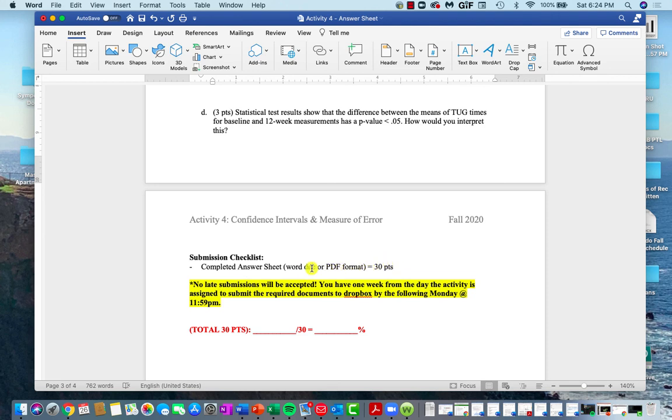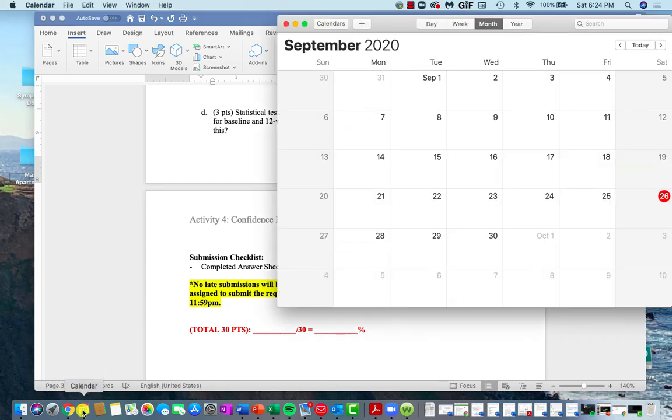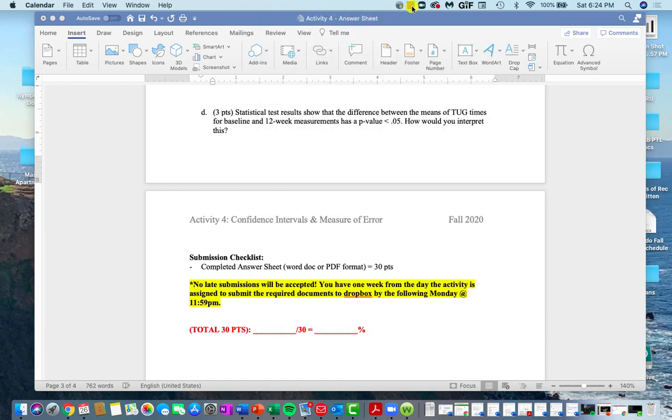Okay, so all you're turning in this week is the answer sheet. You can either save it as a Word document or a PDF, and you'll turn it in by next Monday, which I believe is the 5th. Yes, October 5th, by 11:59. If you guys have any questions, please feel free to email me or post in the discussion forum for this week.